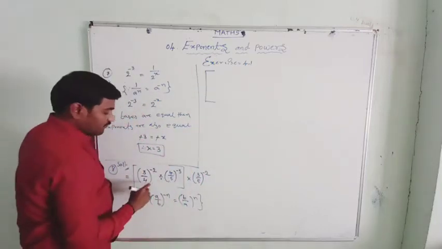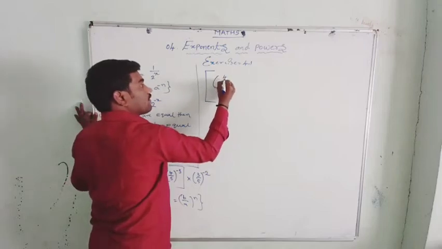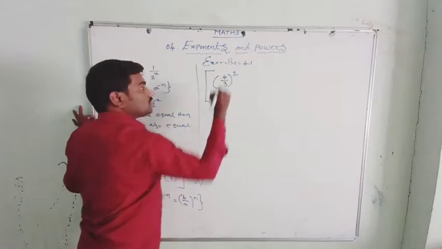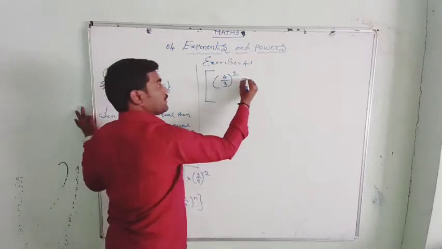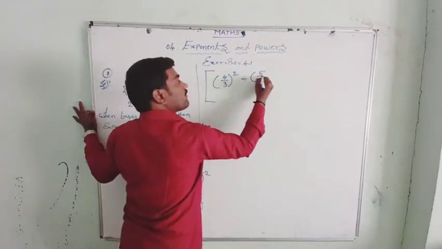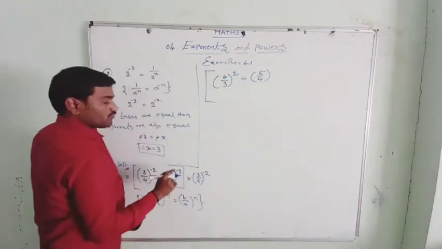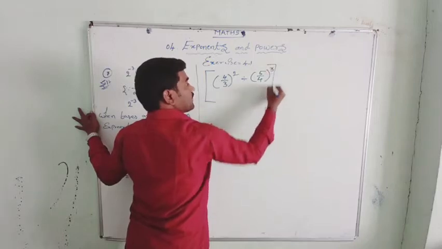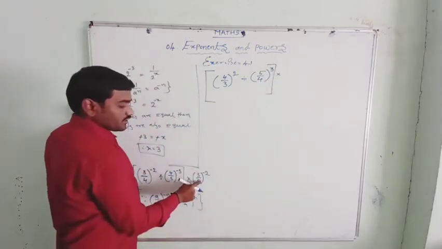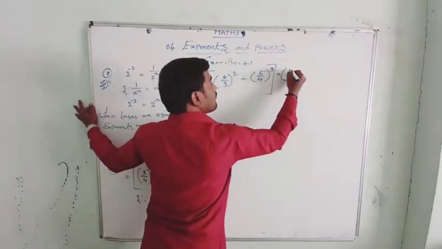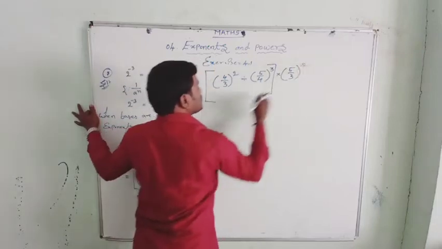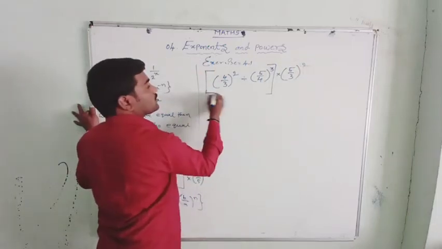First, 3/4 I will write as (4/3) to the power of minus 2, which becomes plus 2, and divided by 4/5, which becomes (5/4) to the power of plus 3, into 3/5, which becomes (5/3) to the power of plus 2. Okay, we got this.